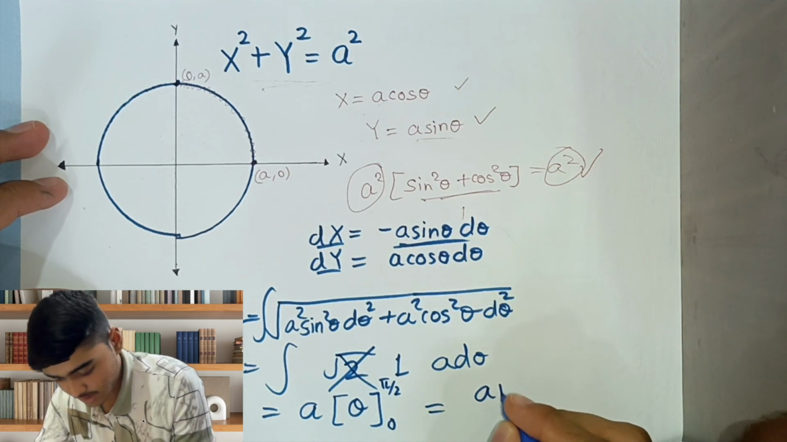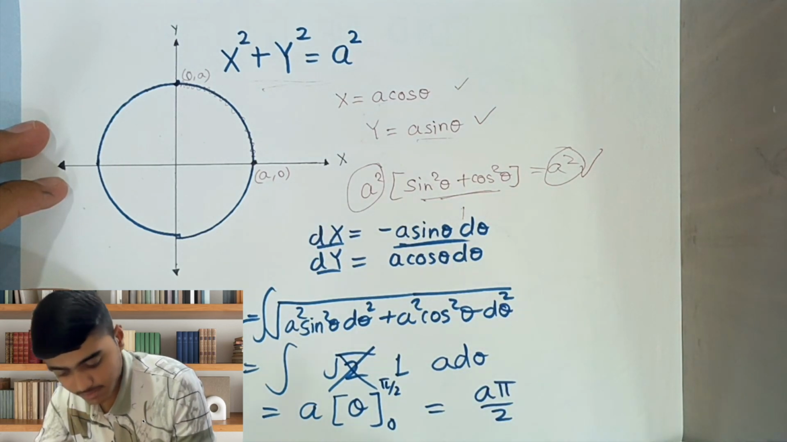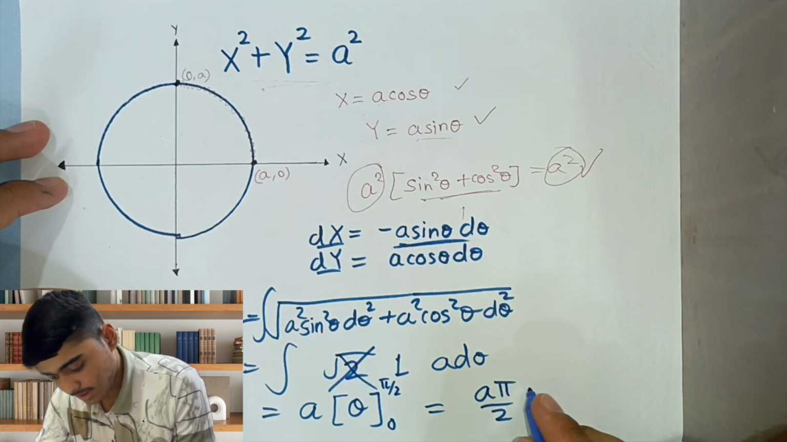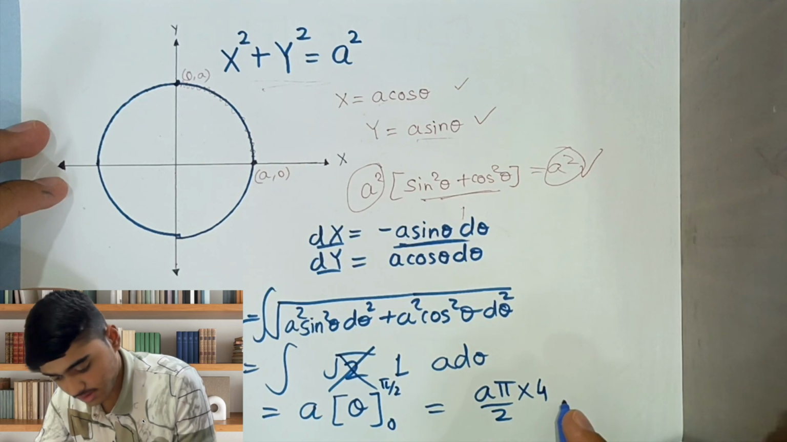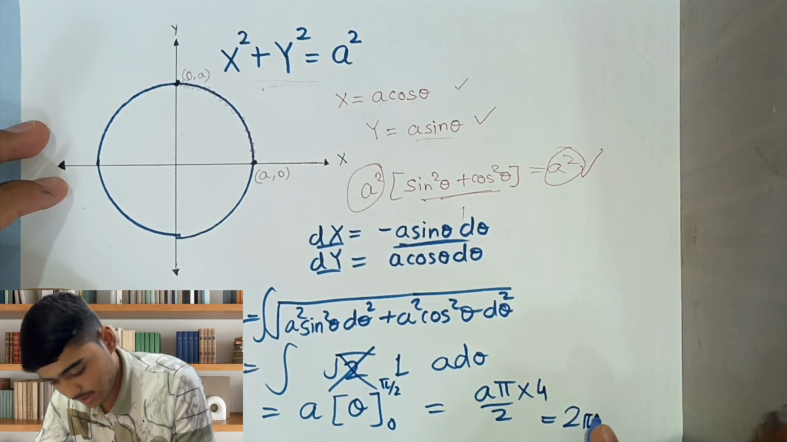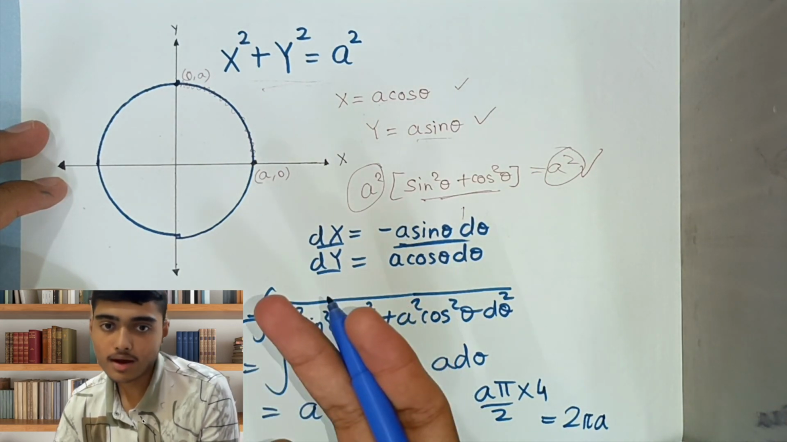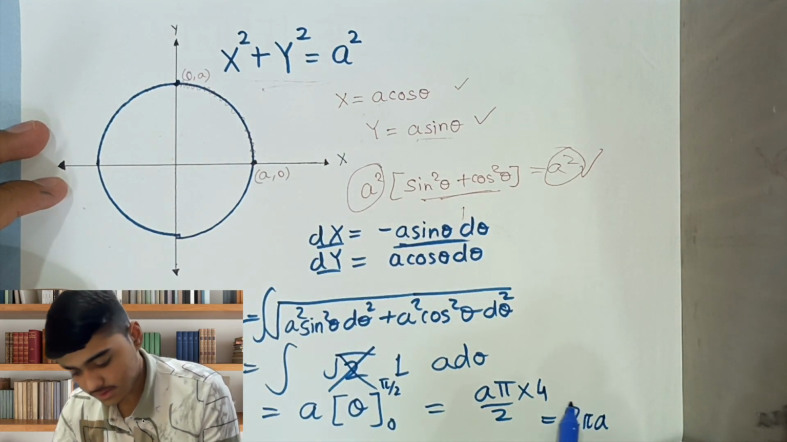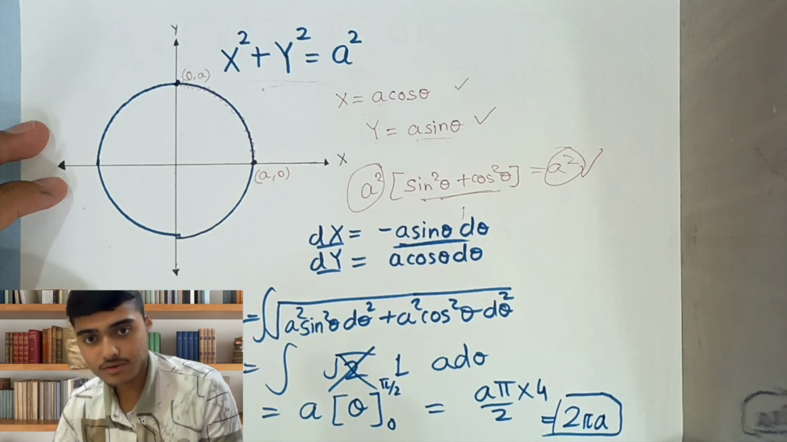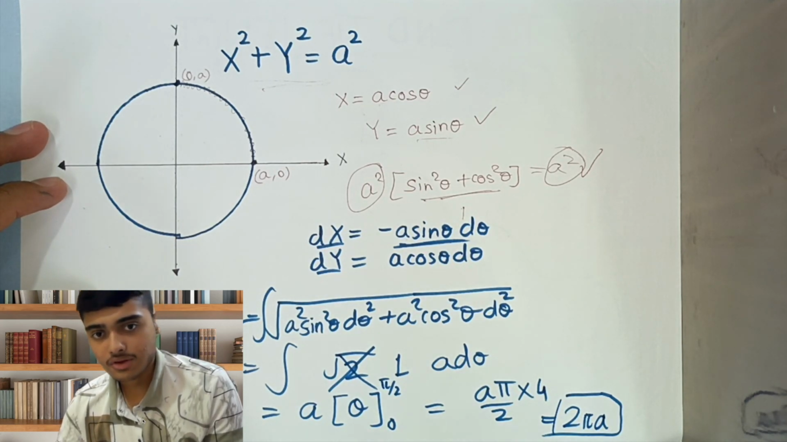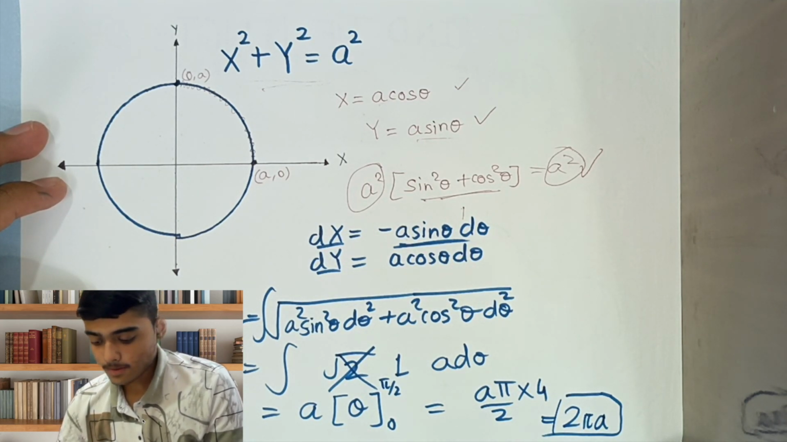It comes out to be a pi by 2, and when you multiply it by 4, you get the length of the circle. So multiplying it by 4 will give us the length of the circle, which is equal to 2 pi a, and we know that the length of the circle is 2 pi r, and we have confirmed this by integration. So if you know parametric form, if you know integration, if you know basic differentiation, you can find the length of any curve. So I think these examples are enough.